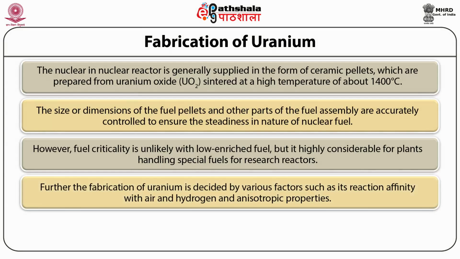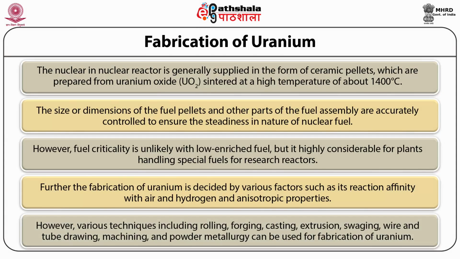Further, the fabrication of uranium is decided by various factors such as its reaction affinity with air and hydrogen and anisotropic properties. However, various techniques including rolling, forging, casting, extrusion, swaging, wire and tube drawing, machining, and powder metallurgy can be used for the fabrication of uranium.